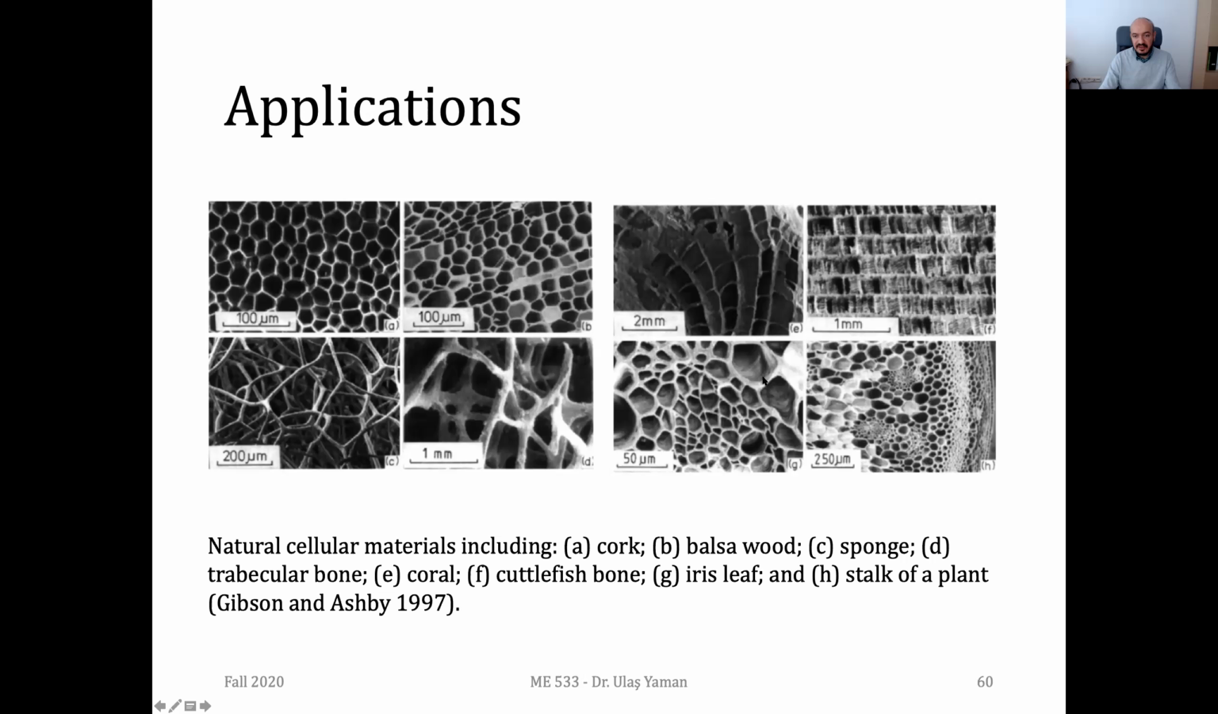We have another example in nature. Actually, you see some examples underneath, the cork example, some wood, sponge, even the bones, even the coral or cuttlefish bone. They can all be represented with the help of Voronoi diagrams. So that's why it's quite important to use them for modeling purposes.